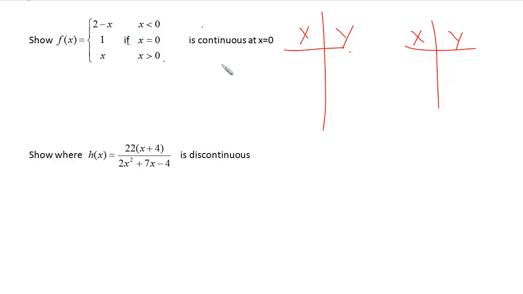So as I approach it from the left, so as I approach 0, that's going to be like negative 0.1, negative 0.01, negative 0.001. And as I approach it from the right... okay. So let's see, anytime this says that x is less than 0, so for all these values when it's less than 0, I'm going to be at 2 minus x. So I need to evaluate these.